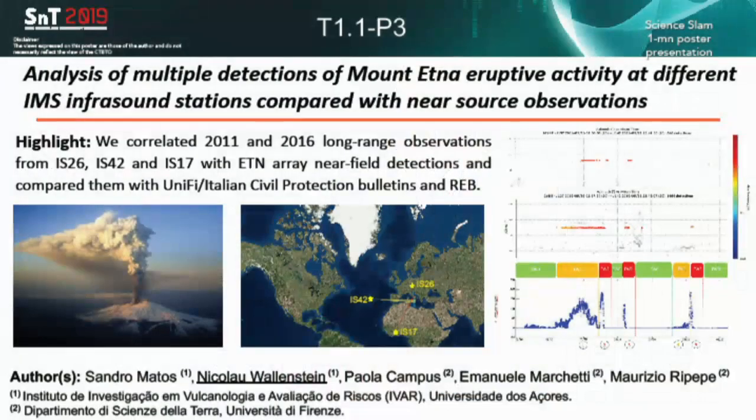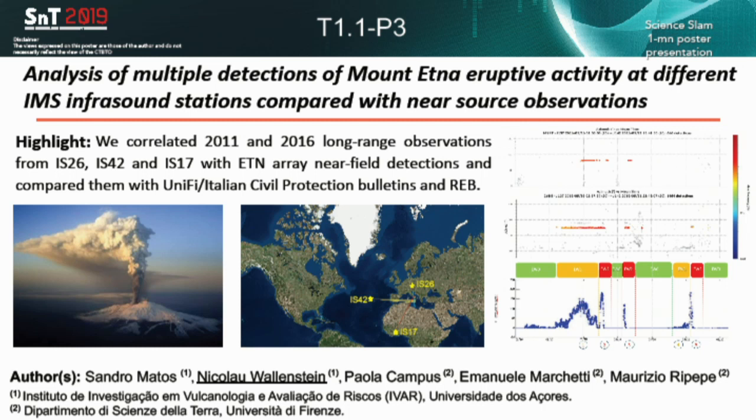Okay, it's the same approach for Etna. You know that the University of Florence has a local station at Etna. So we compared the near field detections with the far field detections at IS-42 for several years. Now we extend the observation to other events and other IMS stations. We have a list of stations. We'll show this in detail in the poster.